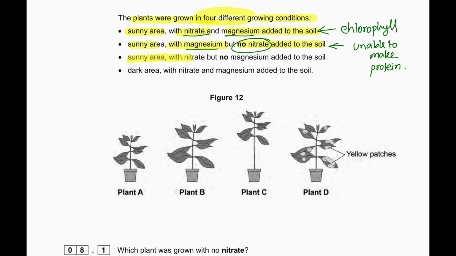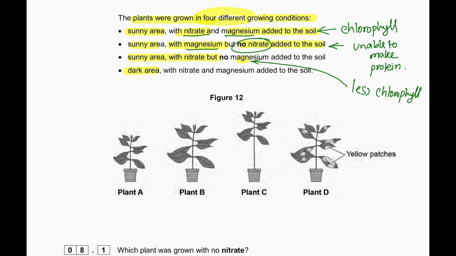In a sunny area with nitrate but no magnesium, again guys, this plant is able to make protein, but because chlorophyll requires magnesium, there is less chlorophyll. The reason we will have less chlorophyll is that the soil by itself will have some magnesium in it, but added magnesium gives the plant a boost to grow.